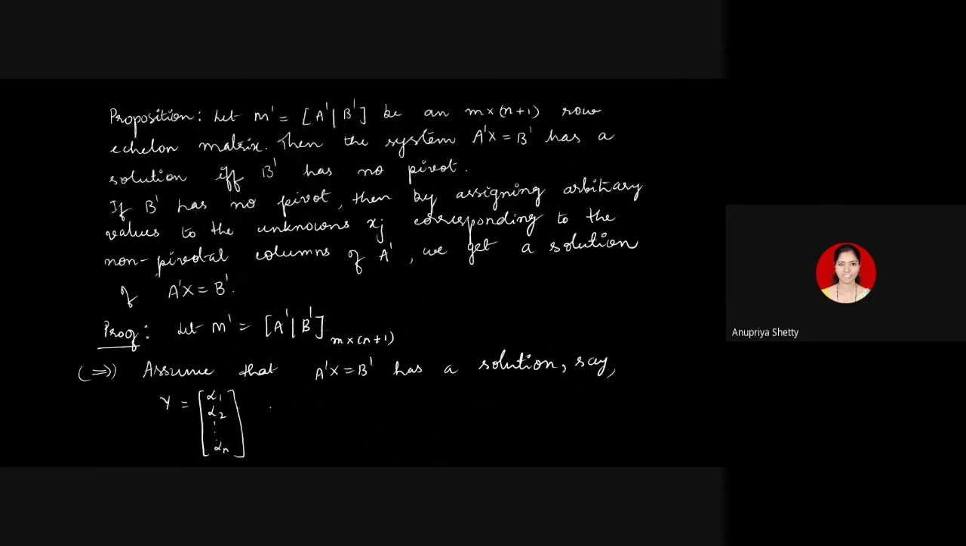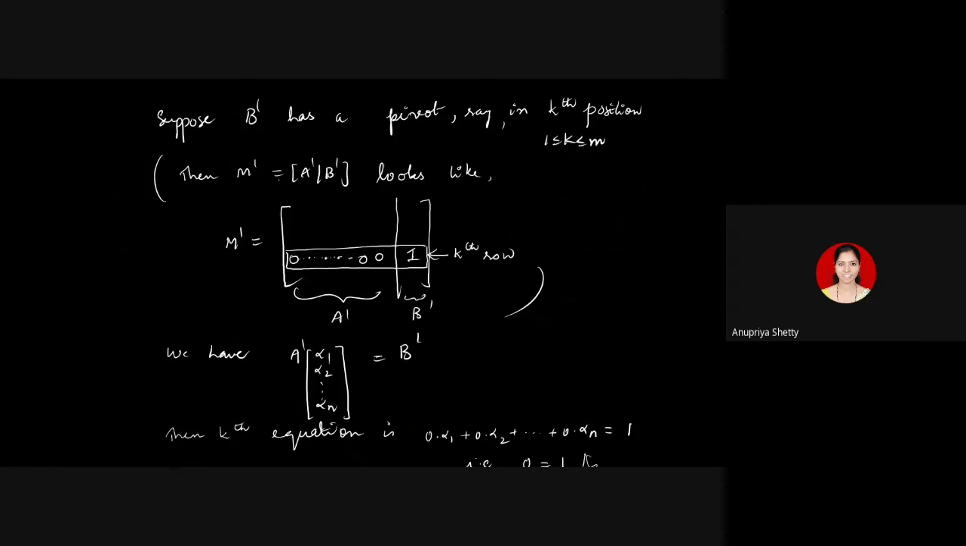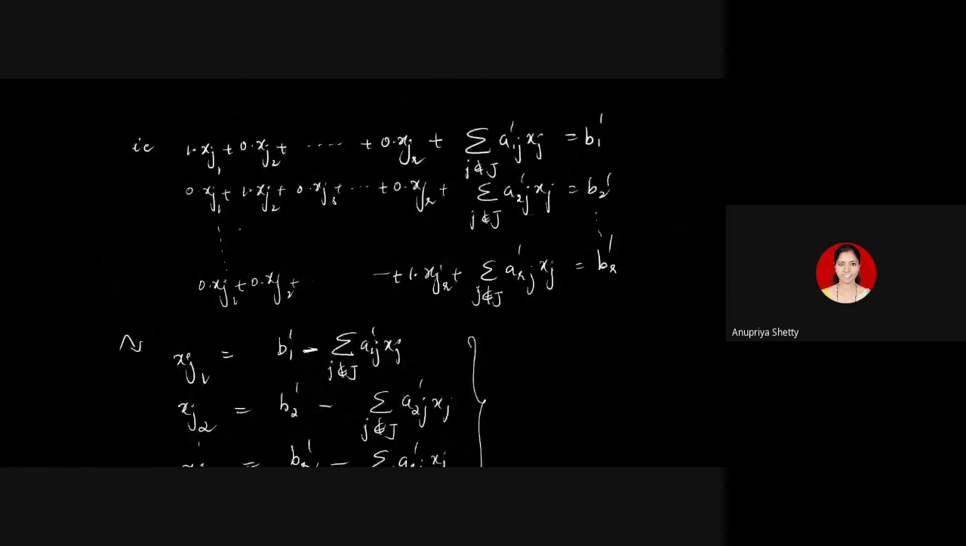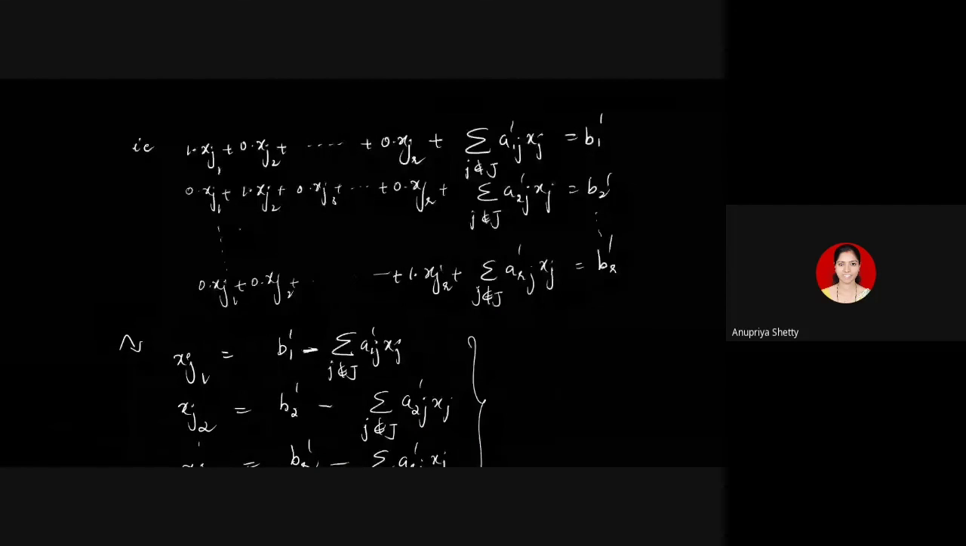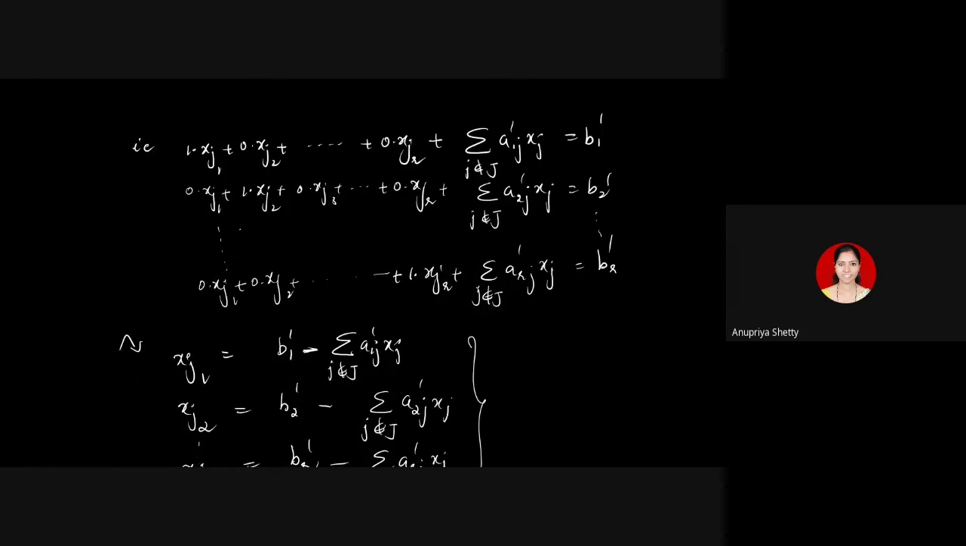See here, if b dash has no pivot, then by assigning arbitrary values to the unknowns xj corresponding to the non-pivotal columns, we get a solution of a dash x equal to b dash. What do you mean by non-pivotal columns? The columns which do not contain a pivot. We got a solution here because you gave the values to those xj's corresponding to the columns which don't have a pivot. And with that arbitrary value, you could solve for the unknowns present in the pivotal columns, xj1, xj2, etc., xjr.